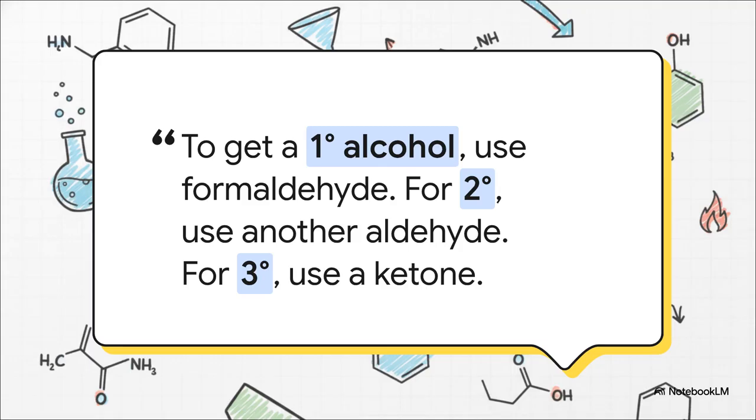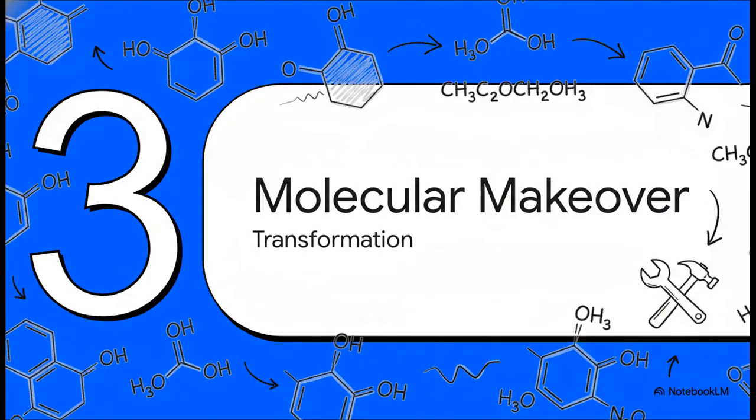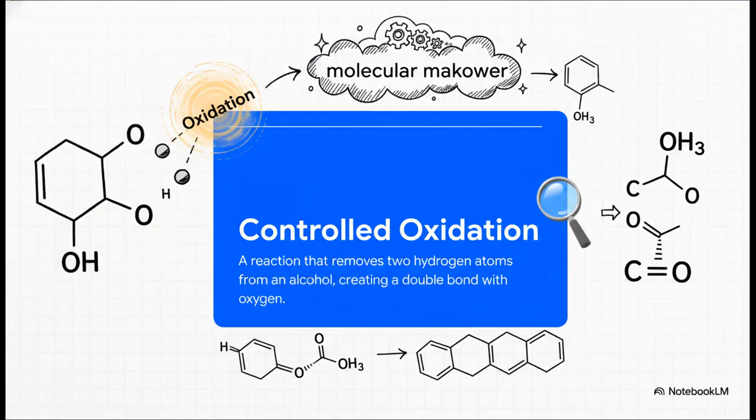So cool. So building from scratch is one thing. But what about remodeling? These molecules aren't just static. They can also be transformed into other incredibly useful compounds, turning one type of molecule into another. We can do this using a process called controlled oxidation, and you should really think of it as a super precise molecular makeover. We're not destroying the molecule, we're just skillfully remodeling it by taking away a couple of hydrogen atoms, which completely changes its identity.